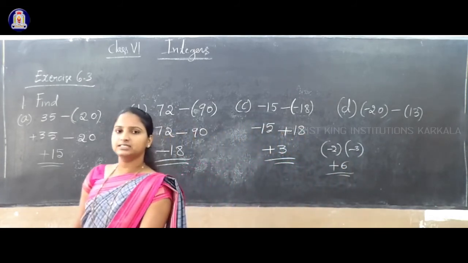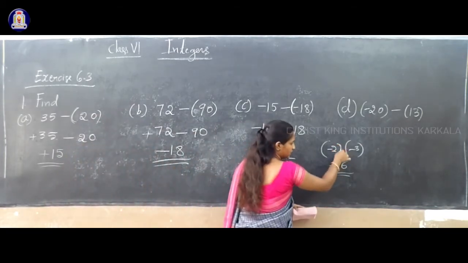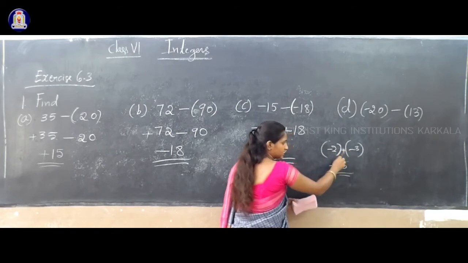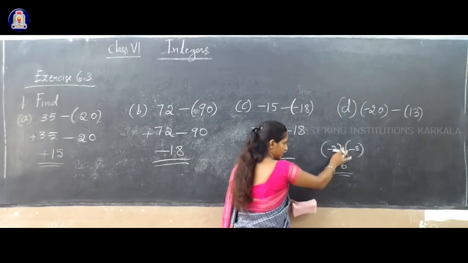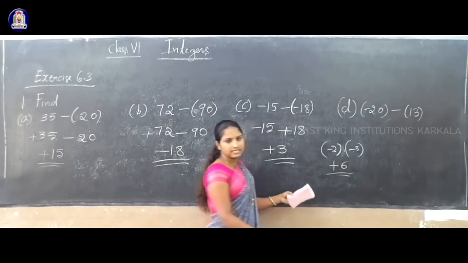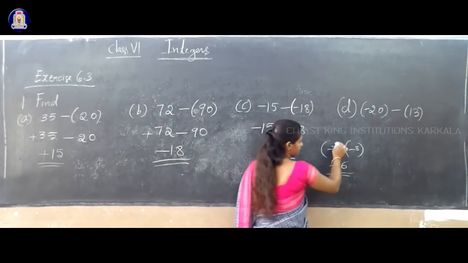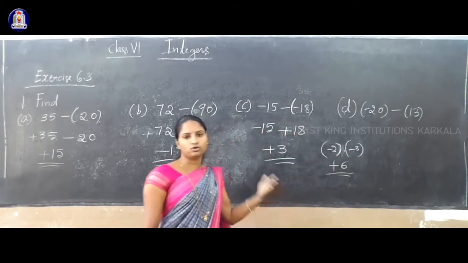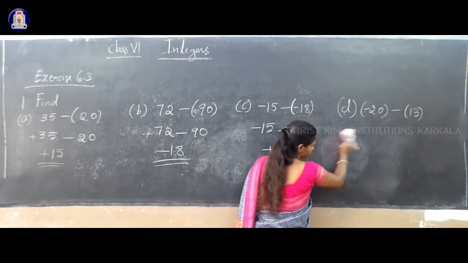If both the integers are given inside the bracket and there is no sign in between these two integers, no sign, isn't it? If there is a sign, then we cannot multiply these two. But in this case, both the integers are inside the bracket and in between these two integers there is no sign. In that case, you have to multiply the signs. Next, you have to multiply the numbers. Clear? Understood now?